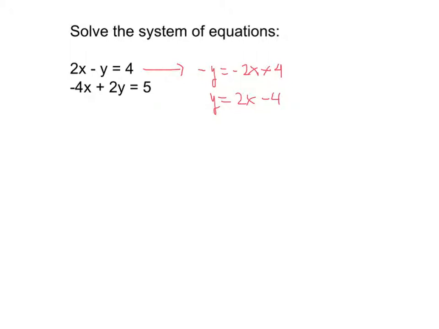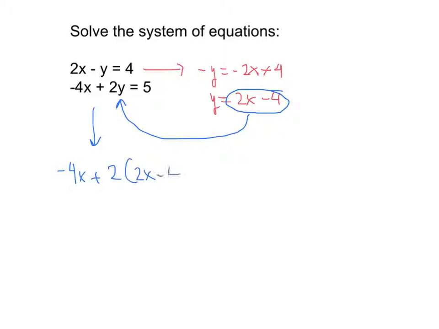Perfect. So now remember what we do next. We take what y is equal to, we're going to circle that, that's 2x minus 4, and we plug it into the other equation. It's important that you don't plug it back into the same equation that you started with. So let's see what we have now. This equation becomes negative 4x plus 2 times the quantity 2x minus 4 is equal to 5. Excellent. So we're going to distribute: negative 4x plus 4x minus 8 is equal to 5.